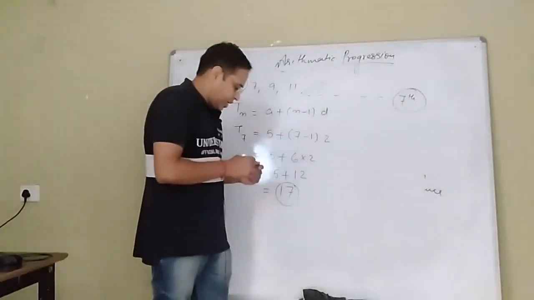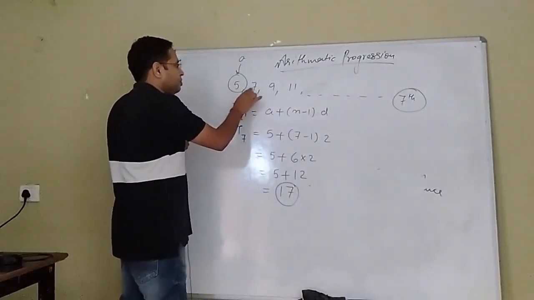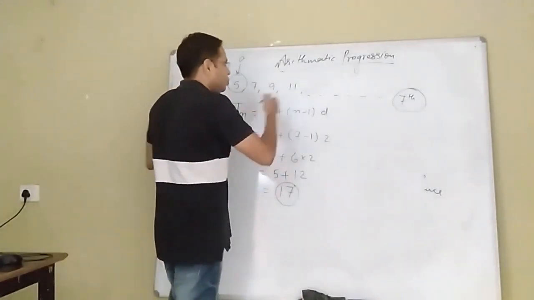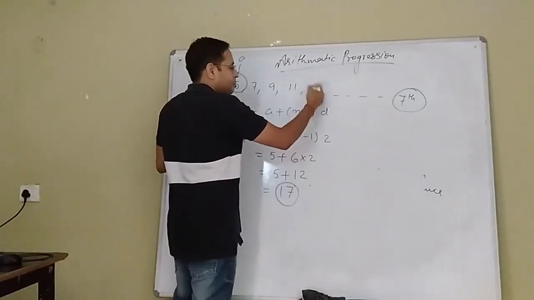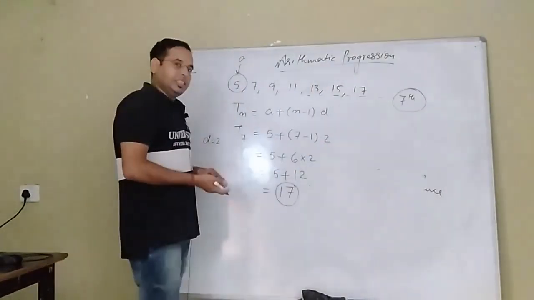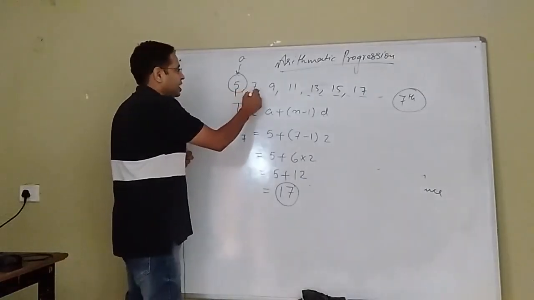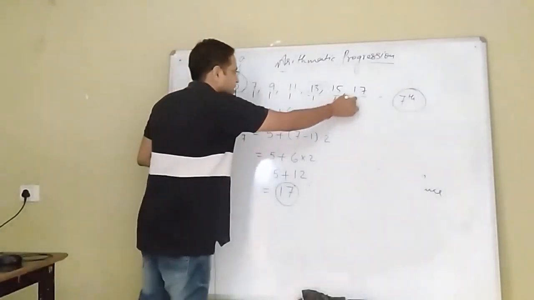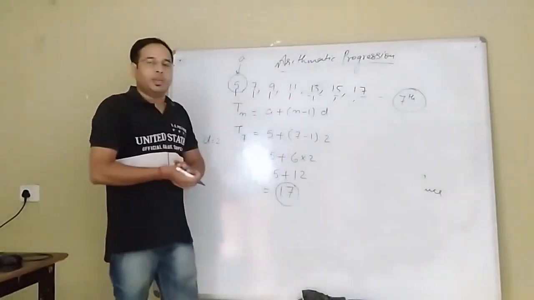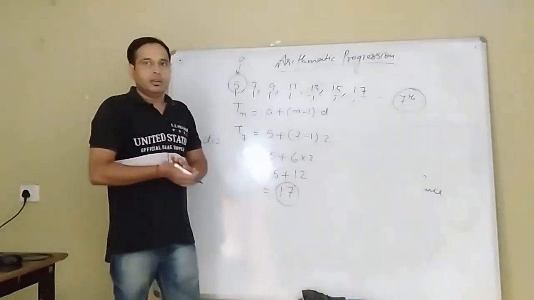Okay, let's also check it once whether our answer is correct or not. First term, then second term, 9 plus 2, 11, plus 2, how much will it be? Plus 2 you get 13, plus 2, 15, plus 2, 17. Let's see whether 17 is the 7th term or not. The first term is this, second term, third, fourth, fifth, sixth, seventh. It means that our answer is correct. That is how we can find out any term of an arithmetic progression.